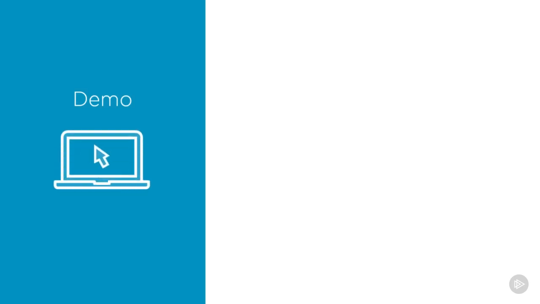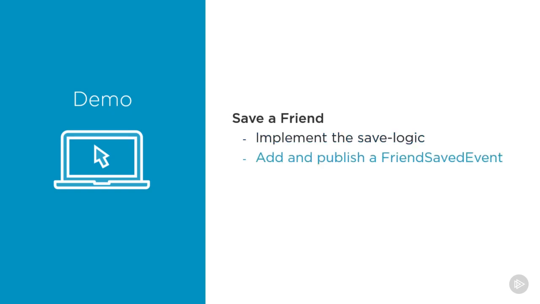In the previous clips, we have tested and implemented the logic to enable and disable the Save button. Now we want to save a friend. So we have to implement the actual save logic. We will also add and publish a friend saved event so that we can use that event to refresh the friends in the navigation. Okay, let's start with the save logic.